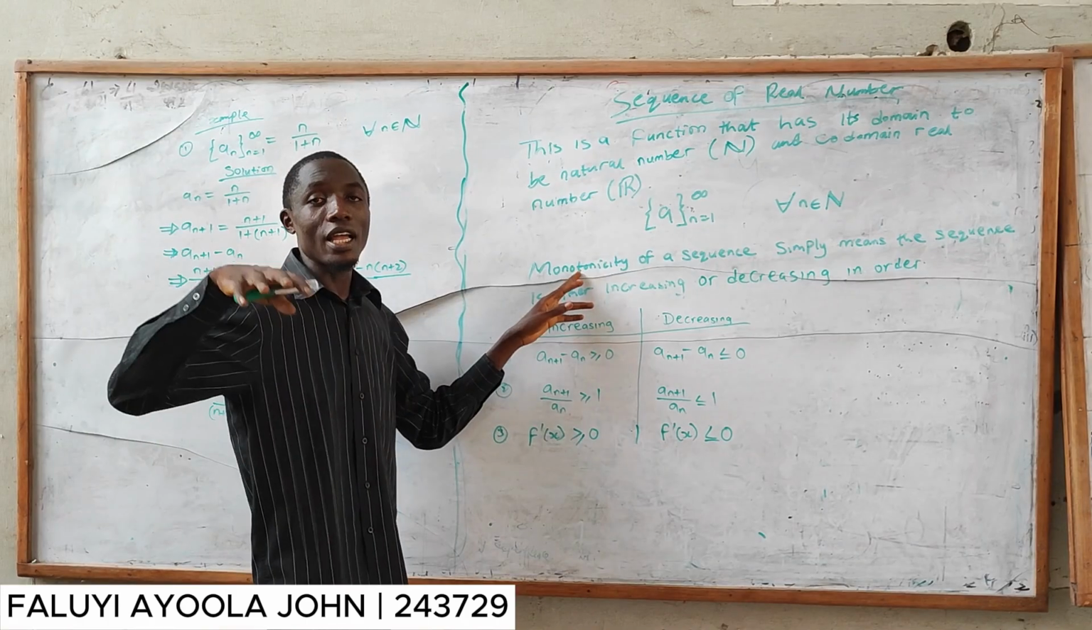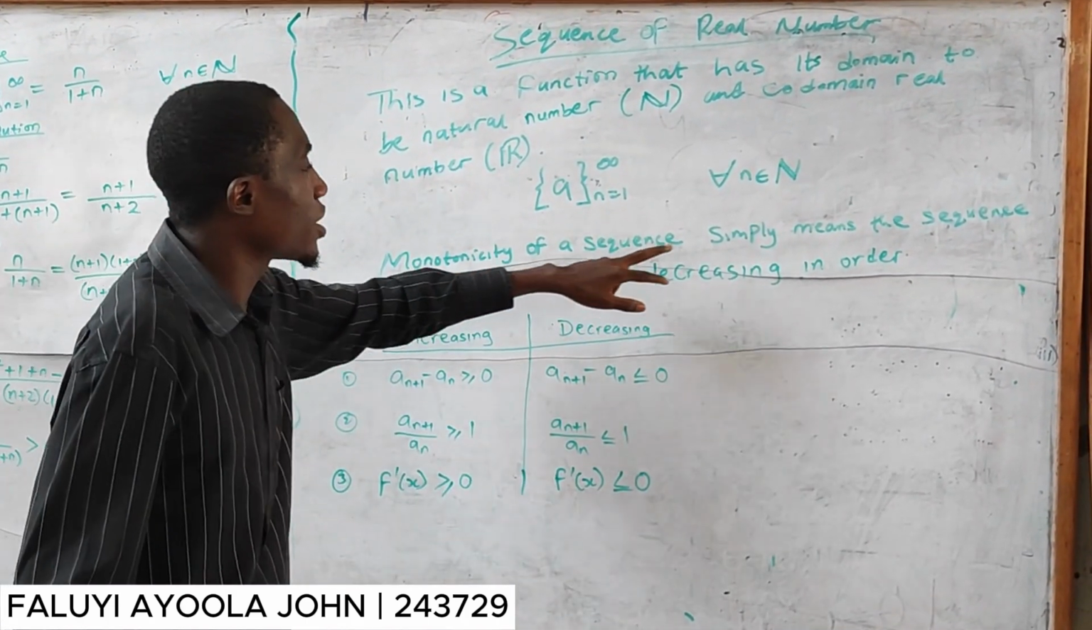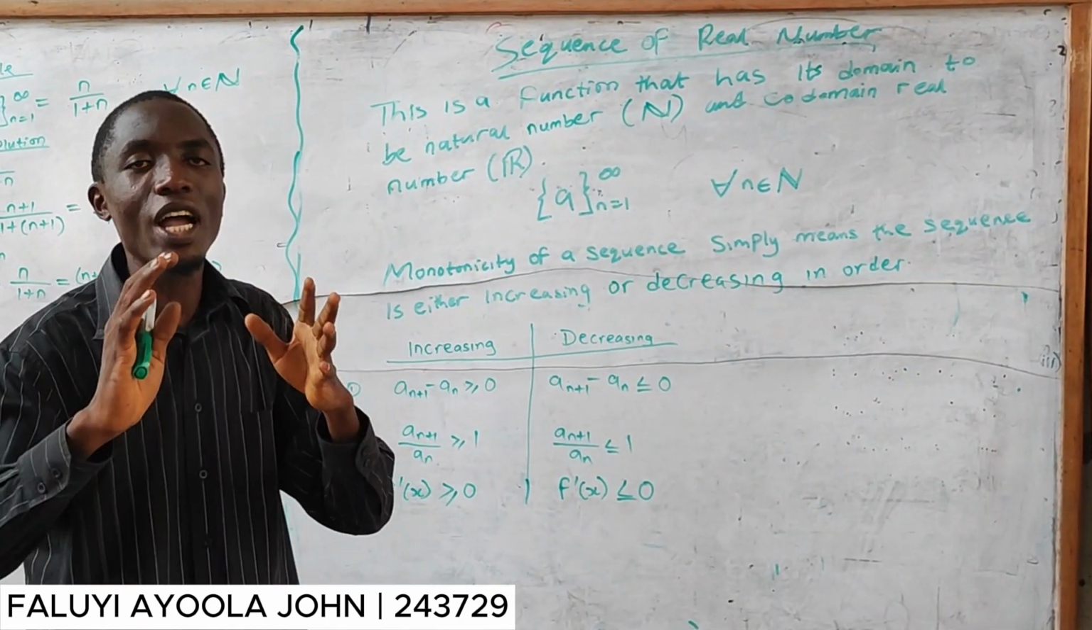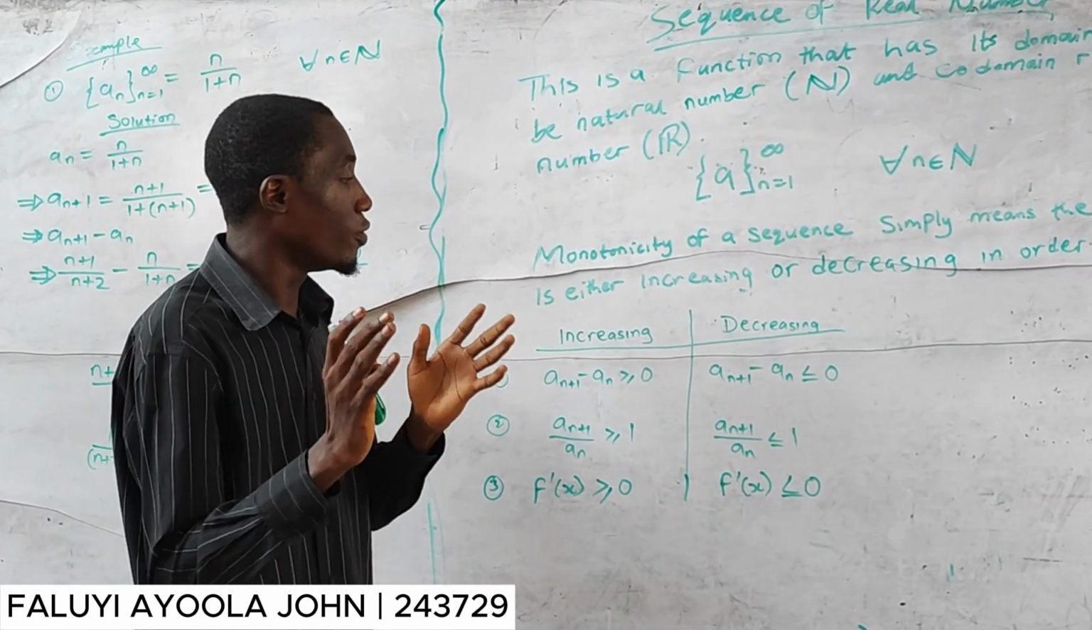Now, I'm talking about a particular aspect of it, which is monotonicity of the sequence. What does it mean? Monotonicity of the sequence simply means the sequence is either increasing or decreasing in order. We want to know whether the sequence given to us is increasing or decreasing. There are different methods to verify this.